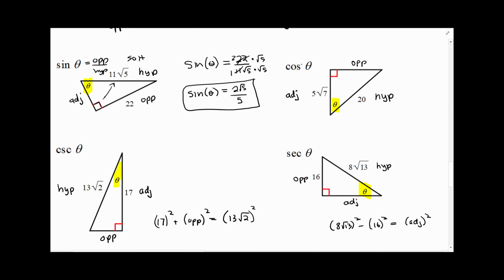You're going to do the same thing with cosine. You're going to label everything. Here's our adjacent side. So cosine theta is equal to the adjacent, which is 5 root 7 over the hypotenuse. Good thing there's no radicals, but 5 and 20 can cancel. So cosine theta is equal to root 7 over 4.